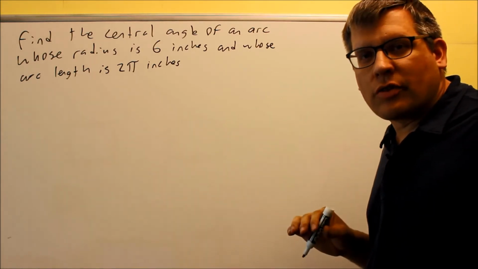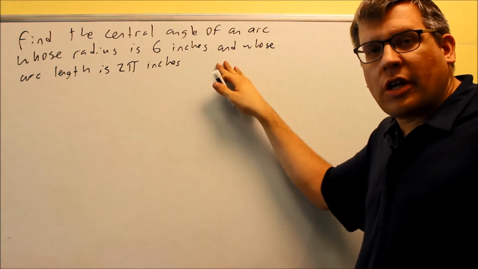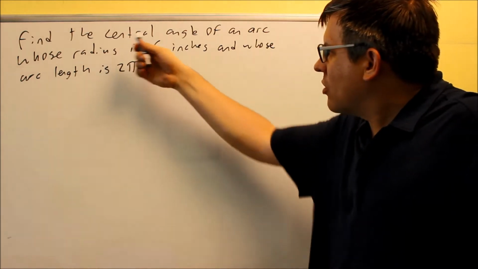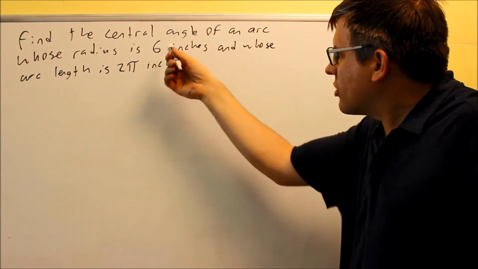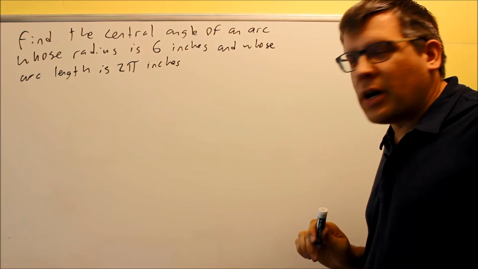Okay, so now we're going to do some problems practicing arc length, finding the arc length, and also finding the area of a sector. So here's one that deals with arc length. Find the central angle of an arc whose radius is 6 inches and whose arc length is 2 pi inches.